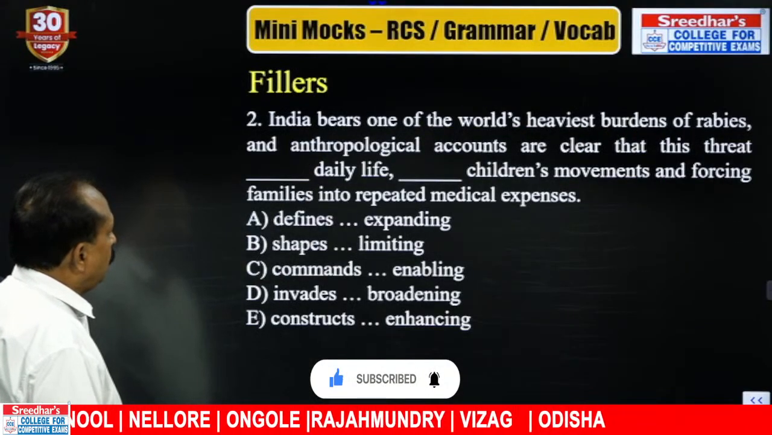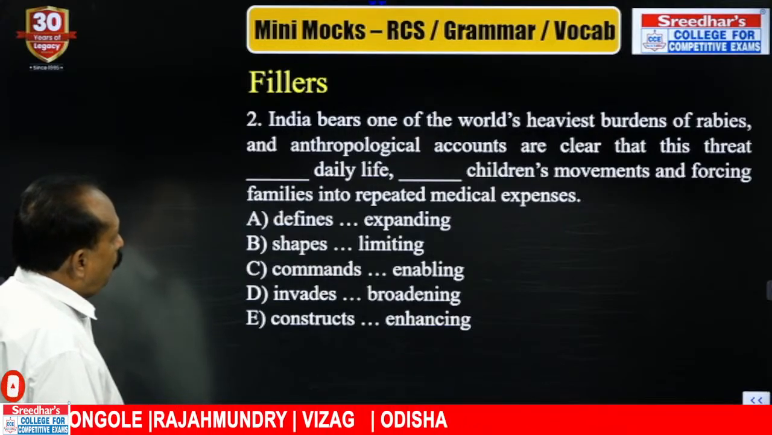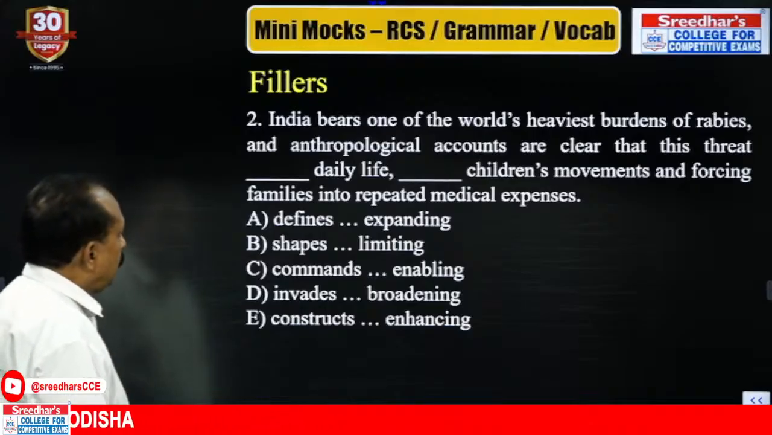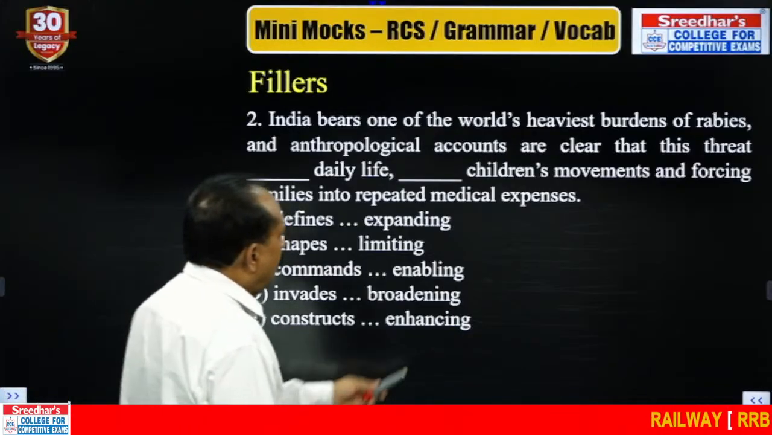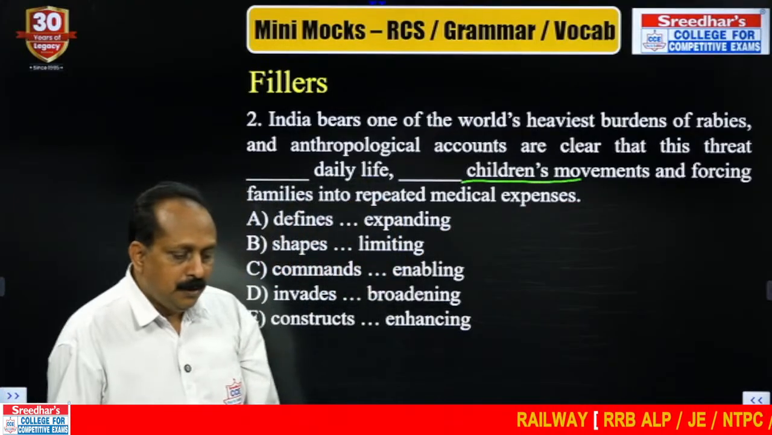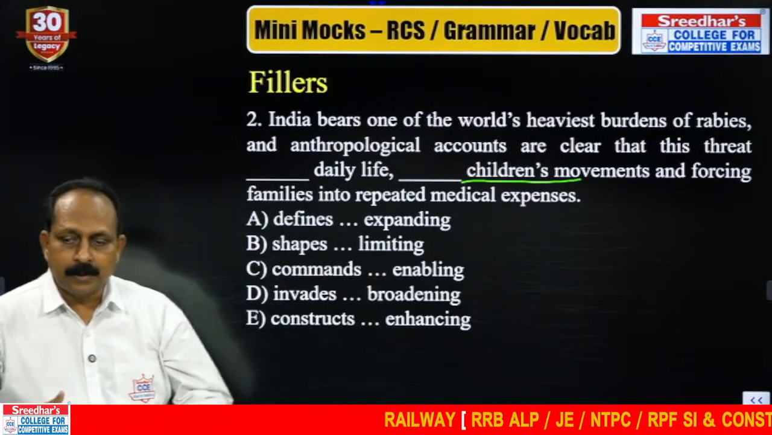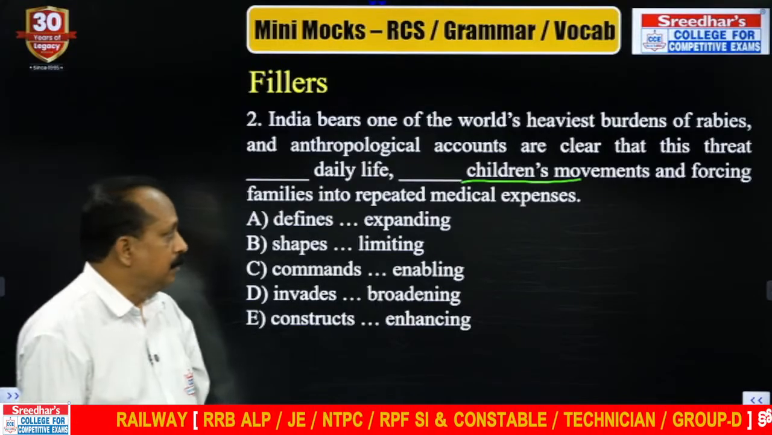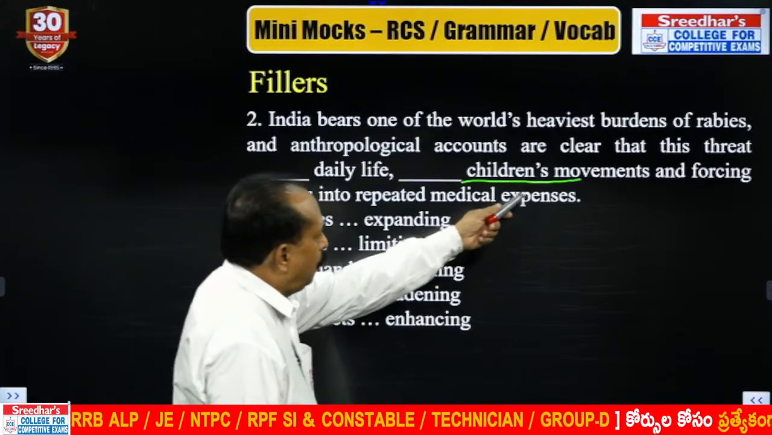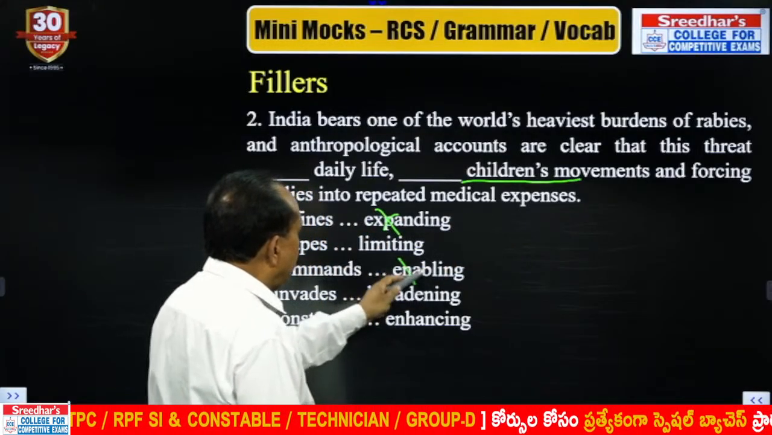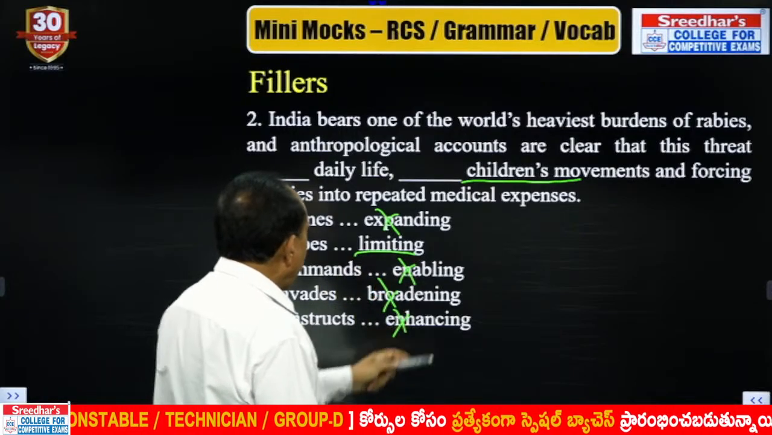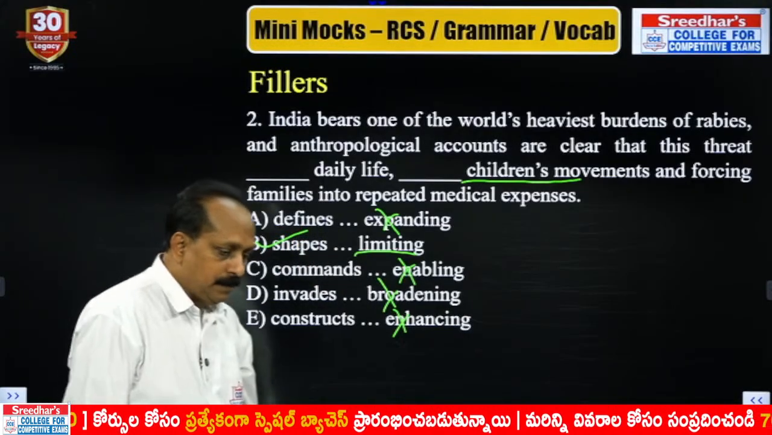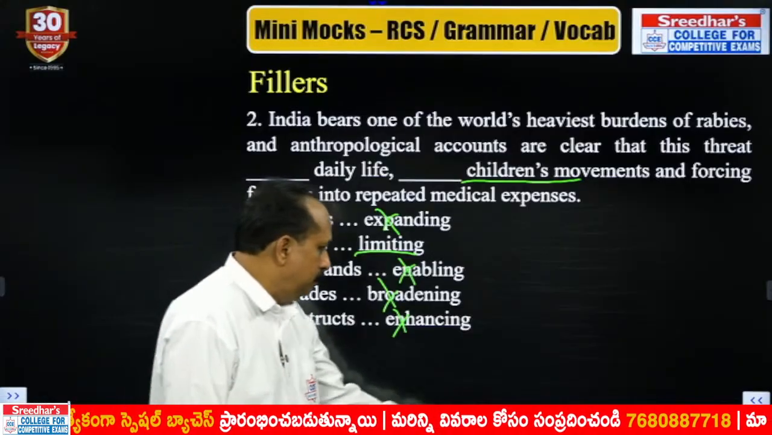A question based on double fillers. India bears one of the world's heaviest burdens of rabies, and anthropological accounts are clear that this threat affects daily life, you can say, and children's movement. Movement, generally we use the word restrict. If stray dogs are everywhere, children cannot play outside. Their movements are restricted. With that awareness, this is a clue. Expanding, no. Enabling, no. Broadening, no. Enhancing, no. Limiting. What is the answer? Shapes daily life, limiting children's movements. B is the answer. Very good.